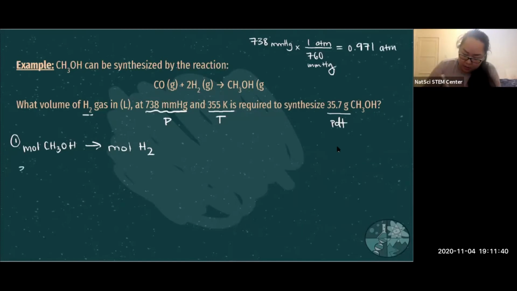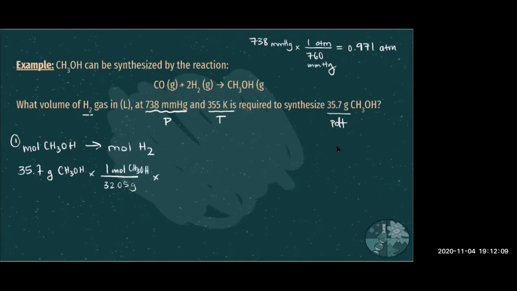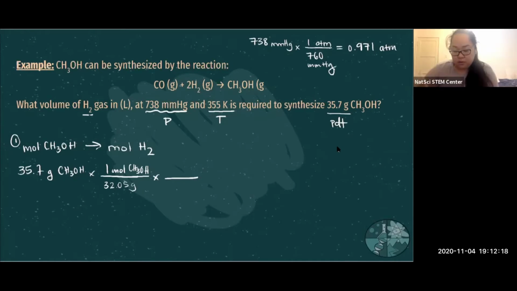Okay, so going from 35.7 grams CH3OH, its molar mass is 12.01 plus 1.01 times 3 plus 16 plus 1.01, another one. So 32.05 grams per 1 mole. So what's the mole to mole ratio? The molar mass of the CH3OH, correct? Yeah, it is. Okay, thanks. So the mole ratio is 1 to 2.